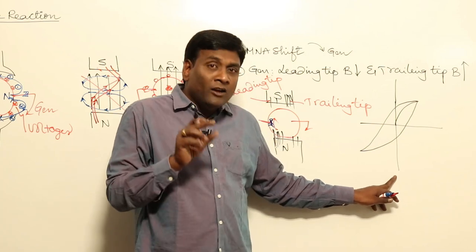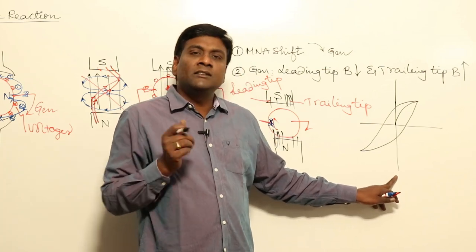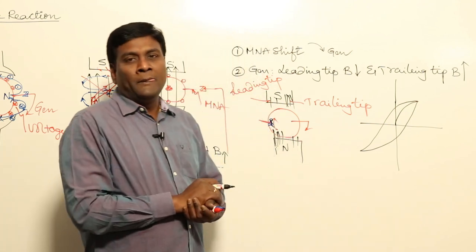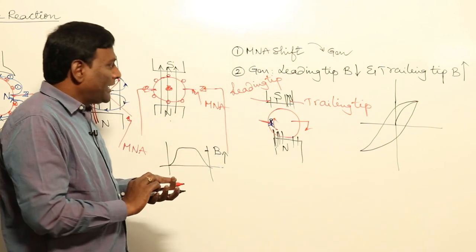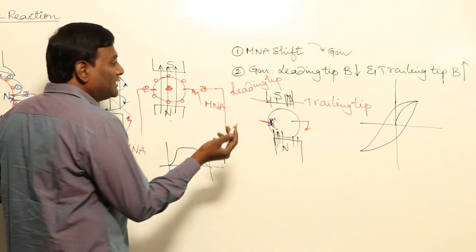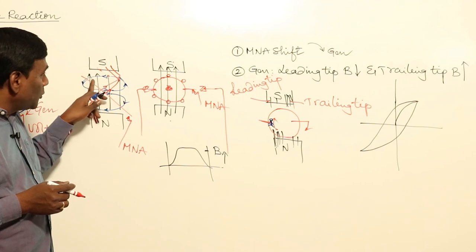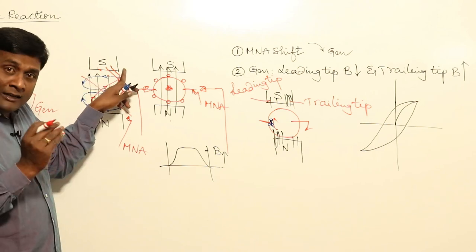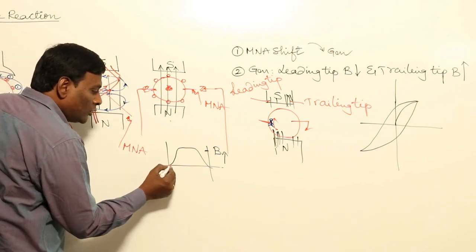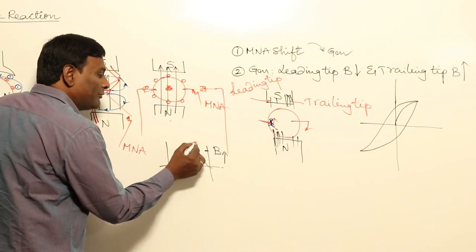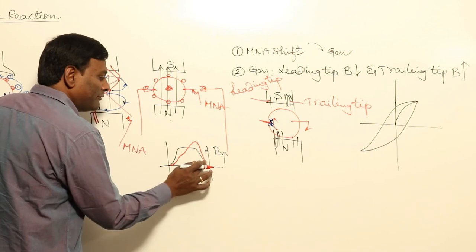So the area of the BH loop is going to be the hysteresis loss. The direct connection is there, already you know. Even if you don't know, let us wait for the detailed session. Now, because of this armature reaction, what is happening? At leading polarity, flux density is weakened. At trailing polarity, flux density is strengthened. So at leading polarity, flux density is weakened, and at trailing polarity, flux density is increased. Somewhere it will be like this.